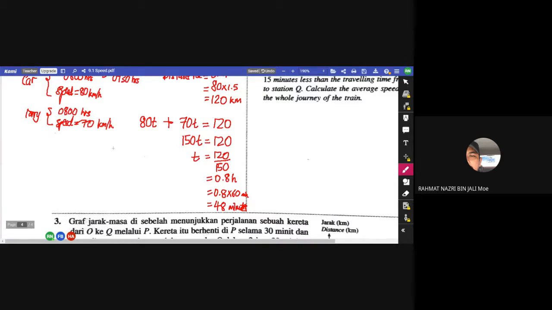So the final answer is the conclusion. Thus, we can say that both vehicles meet at 48 minutes after 8 o'clock in the morning.